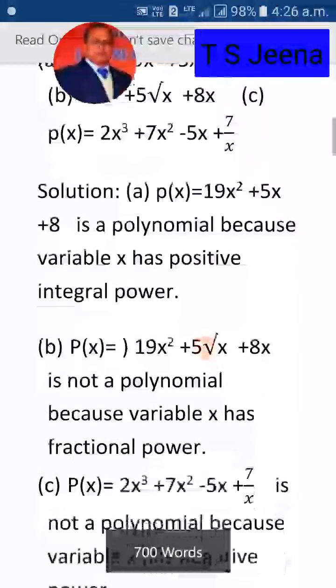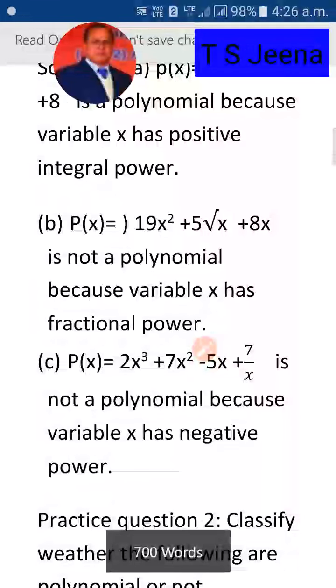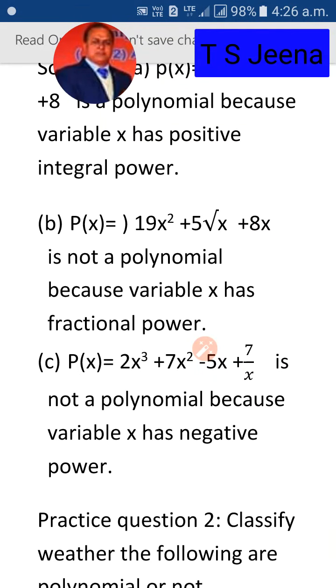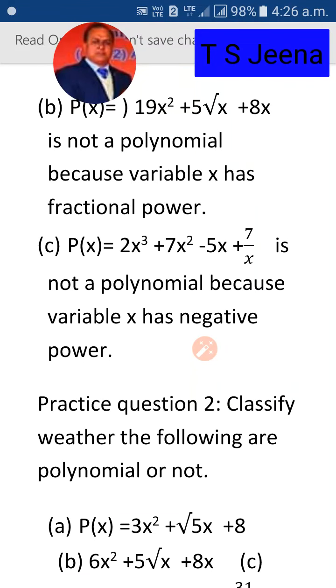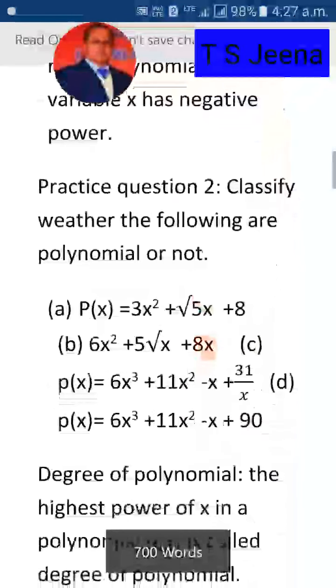Second, 19x square plus 5x plus 5 root x. Root x means x to the power half. It is a fractional power, so it is not a polynomial. Third, p(x) equal to 2x cube plus 7x square minus 5x plus 7 upon x. Here 7 upon x means 7x to the power minus 1. Variable x has a negative power, so it is not a polynomial.